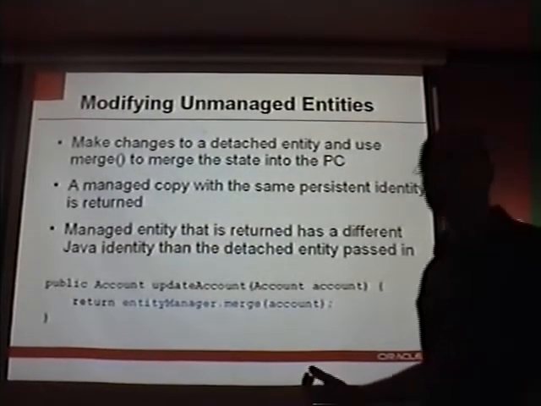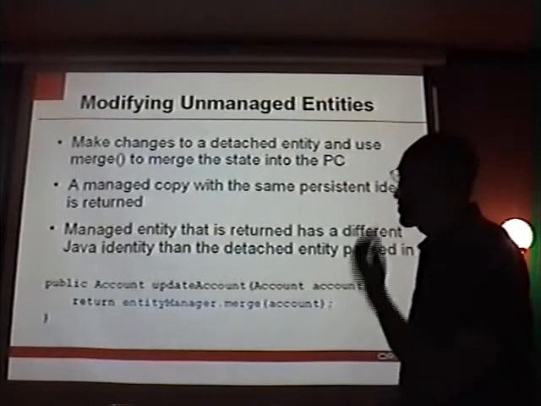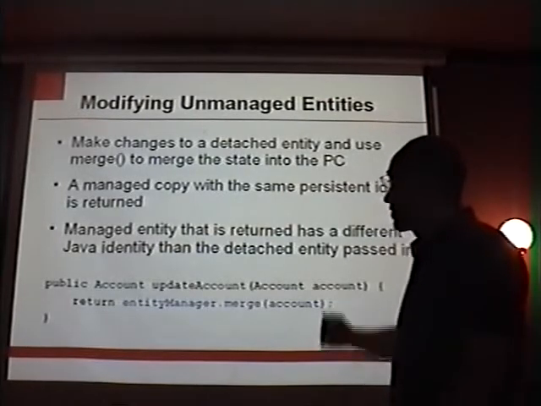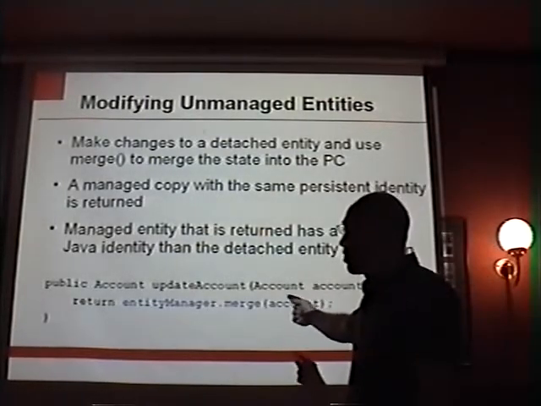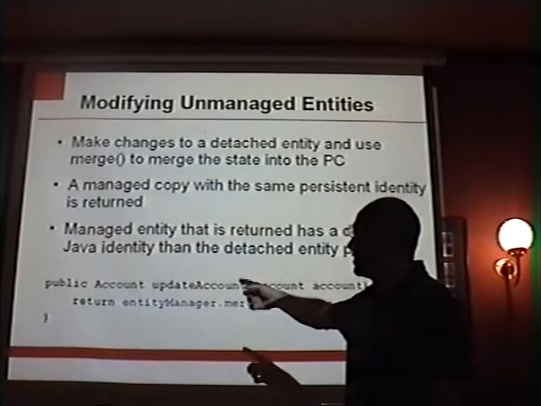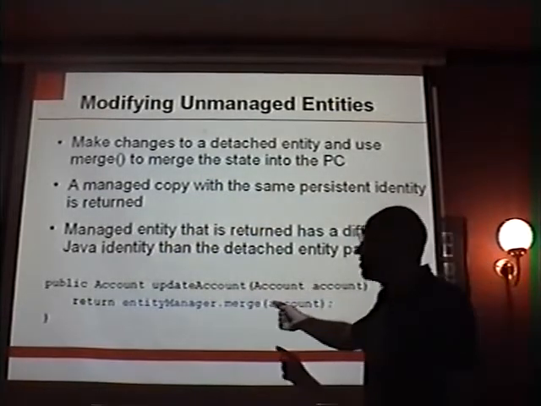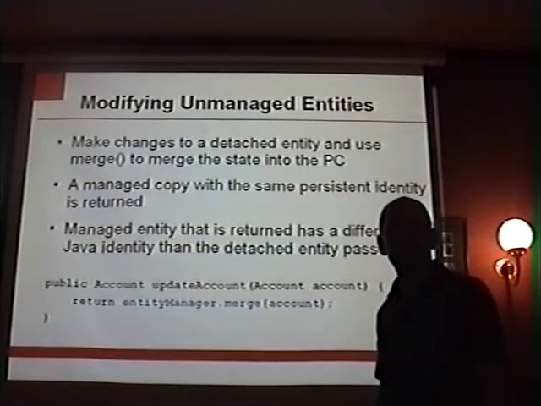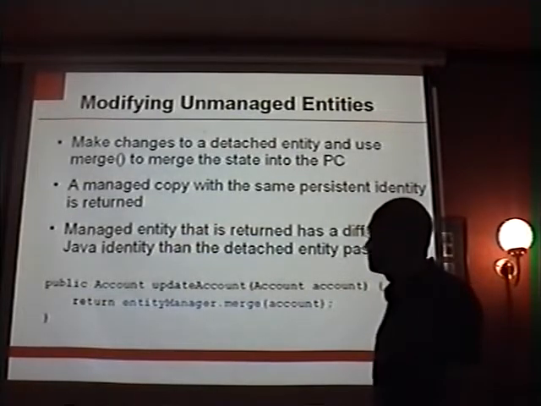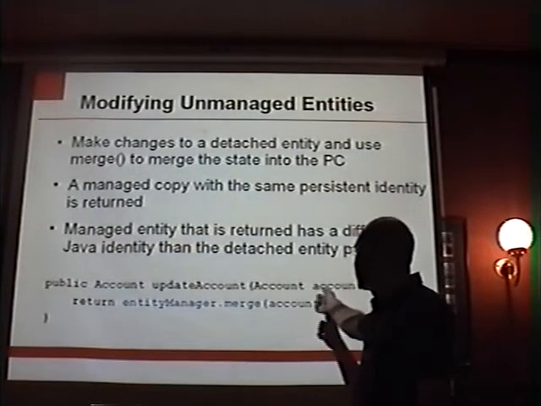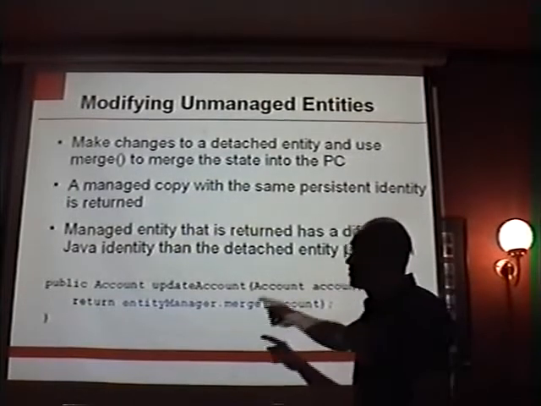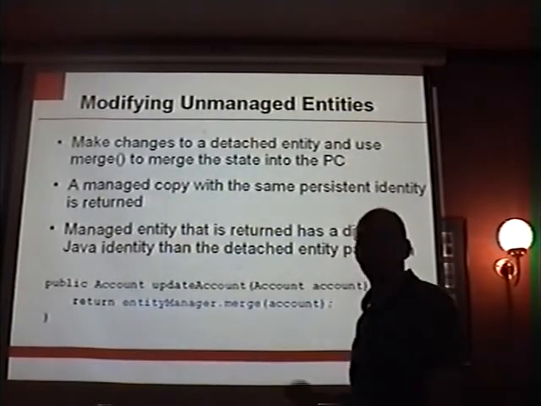The merge takes your detached object and puts it in the persistence context. And the key here is to know that the object that gets returned when you update is not the same one you passed in. The one you pass in is detached. The one you return is managed. It has a different object identity than the one you passed in.